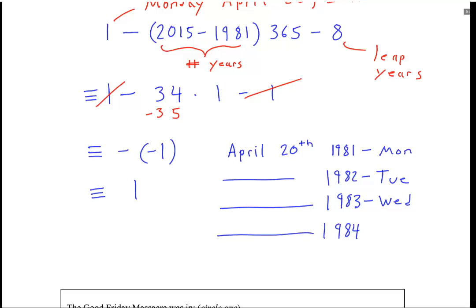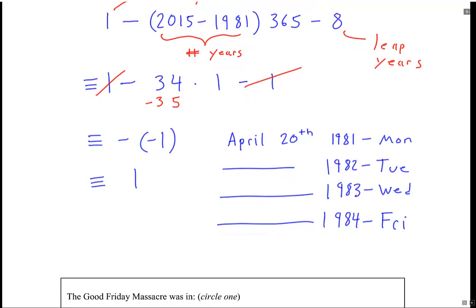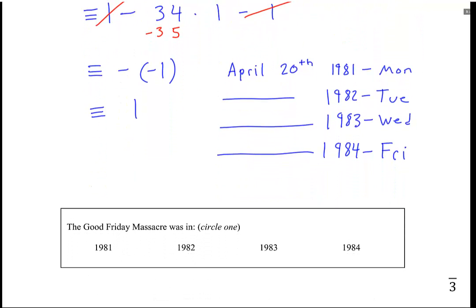is actually going to end up being on a Friday, because February 29th of 1984 exists. So instead of jumping 1 day down the week, we jump 2 days. So this one is Friday, and that's the correct answer. That's the one that we're looking for, because the Good Friday Massacre, of course, occurred on a Friday. So in 1984, that's where this hockey game occurred, and we're excited that we've now figured out that it was in 1984.